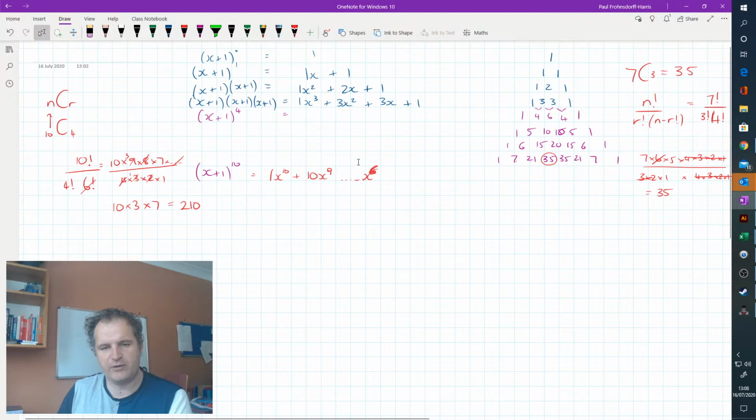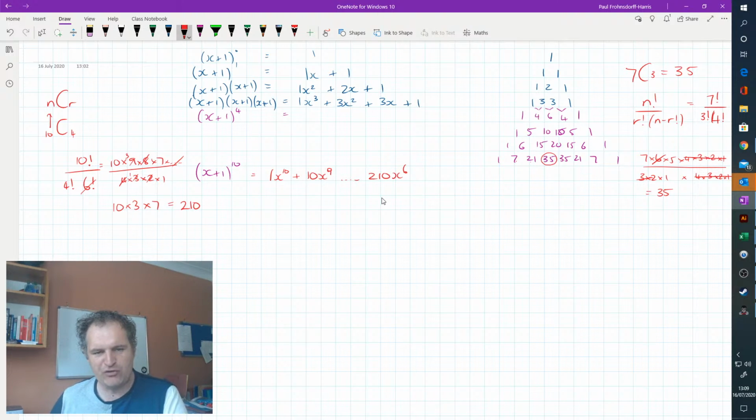Let's just get rid of those so they're not messy. So I think it's going to have 210 x to the power 6. Okay, and this is a way we can work out the whole expansion. So if we were doing this for any expansion we want to do at all, we would do x plus 1 to the power of, say, 8. We would need to do 8 different things.